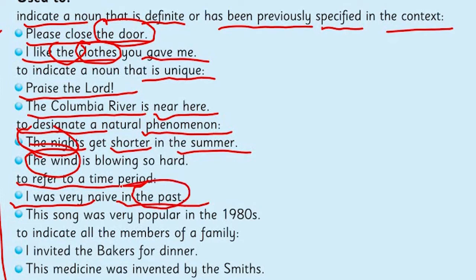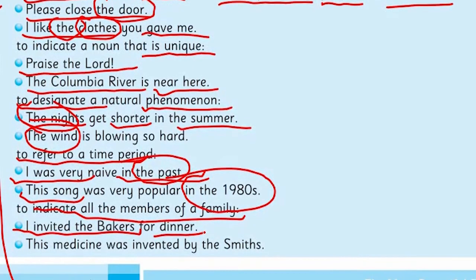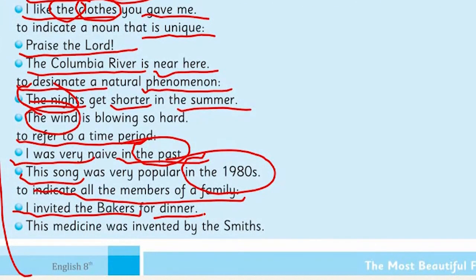In the past is a time period. This song was very popular in the 1980s. In the 1980s, the time period here. To indicate all the members of a family, I invited the Bakers for dinner. When we indicate the family members, the specific family, the medicine was invented by the Smiths. Like it's a family name, the Bakers and the Smiths.